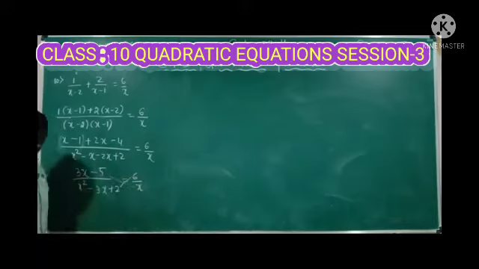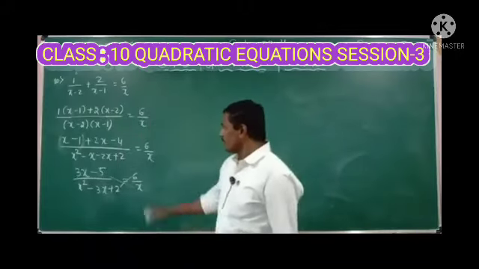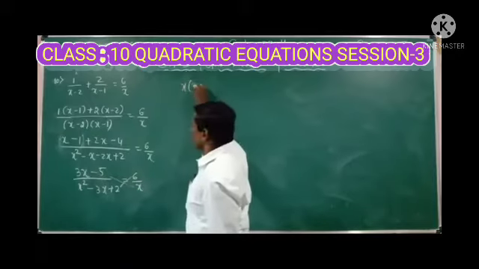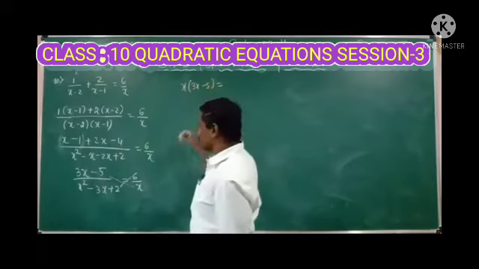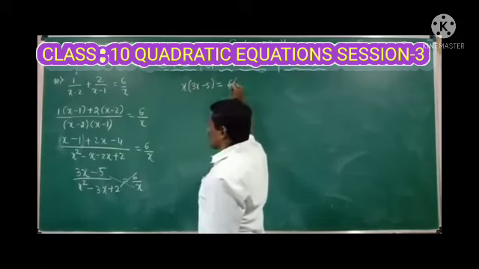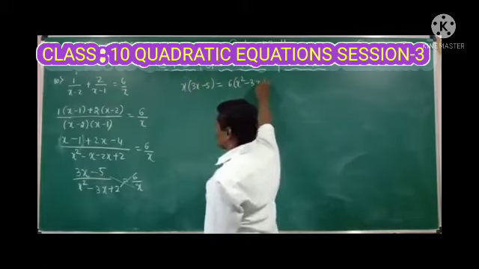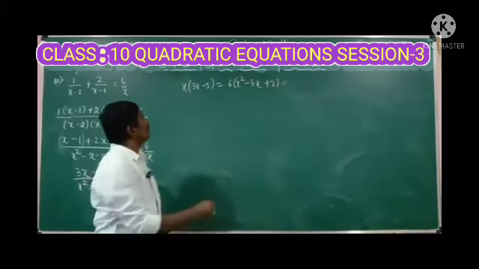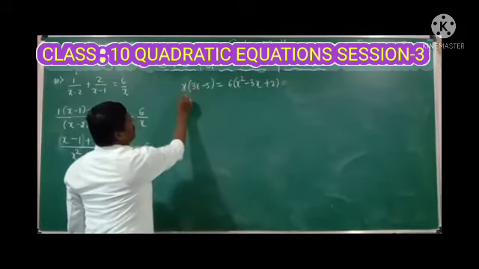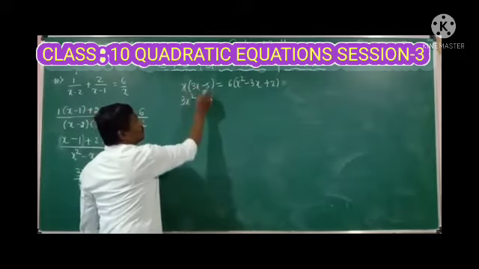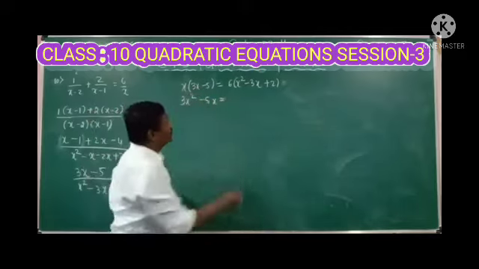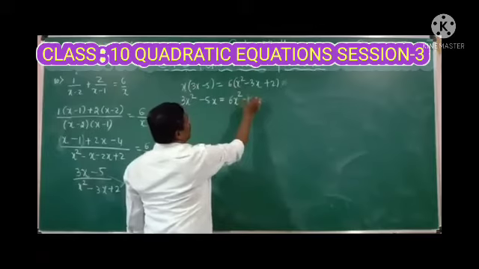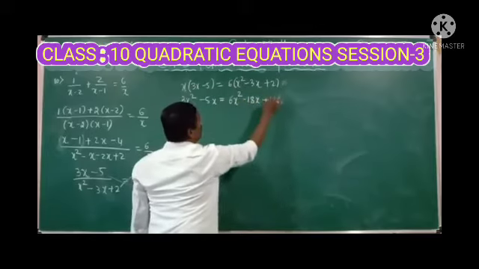Now we need to do cross multiplication. x into (3x minus 5) is equal to 6 into (x squared minus 3x plus 2). So 3x into x is 3x squared, x into minus 5 is minus 5x, which is equal to 6 into x squared is 6x squared, 6 into minus 3x is minus 18x, plus 6 twos are 12.